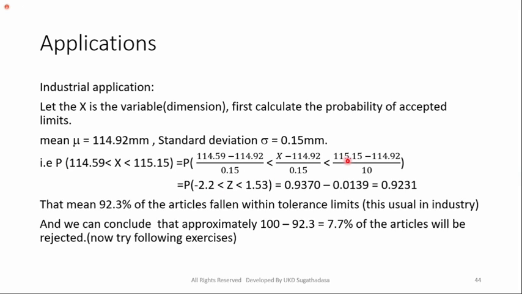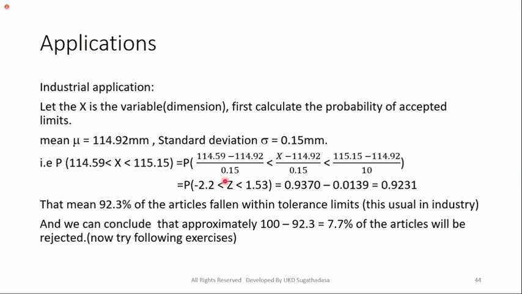Less than 115.5 minus again mean divided by 10. If you simplify here, you can use the calculator and simplify, you get minus 2.2, less than Z, less than this particular 115 minus the 114 something divided by 10, you get 1.53. Every time you get that particular range, between minus 3.4 to plus 3.4, see, minus 2.2.